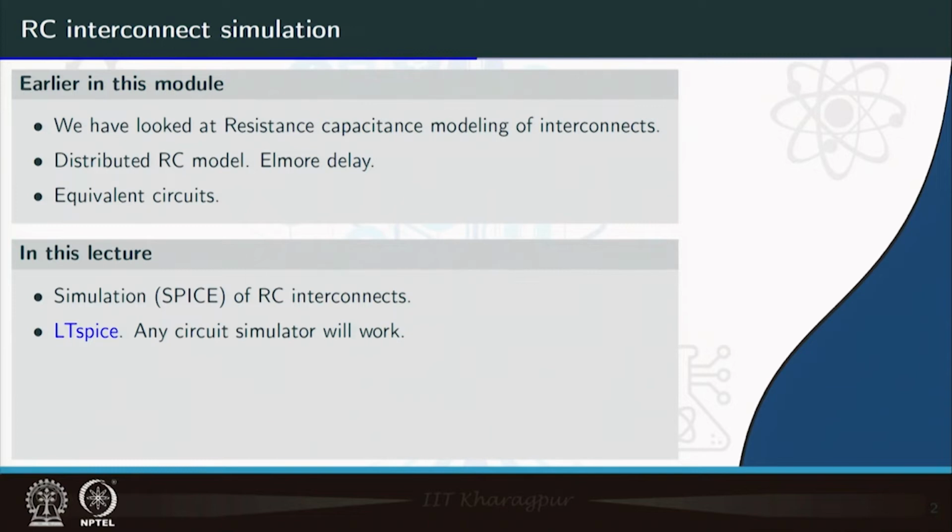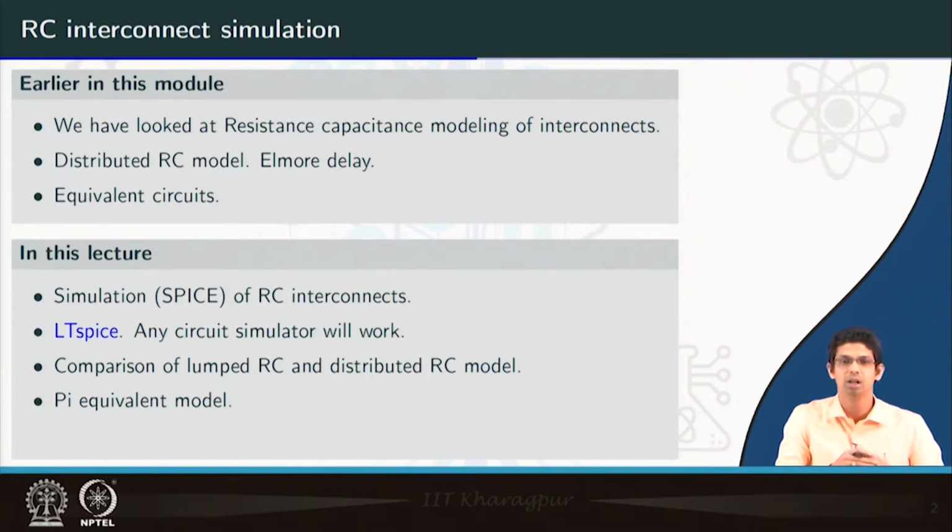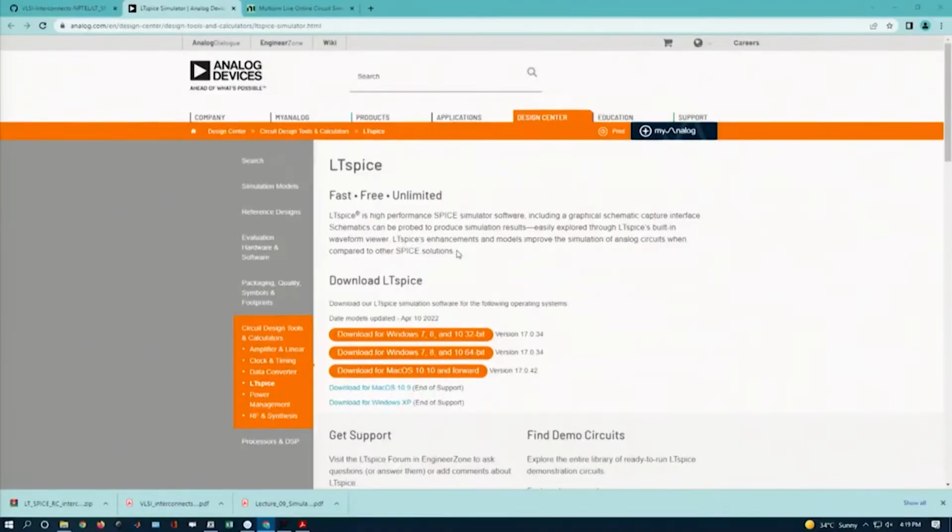So the agenda for today is the following. We will be comparing lumped RC interconnect model and a distributed RC interconnect model. We will be looking at the pi equivalent models which we had studied earlier, and we will compare the performance of these pi equivalent models with distributed RC models. And towards the end we will also be simulating branched interconnects using these pi equivalent models. So let us get started.